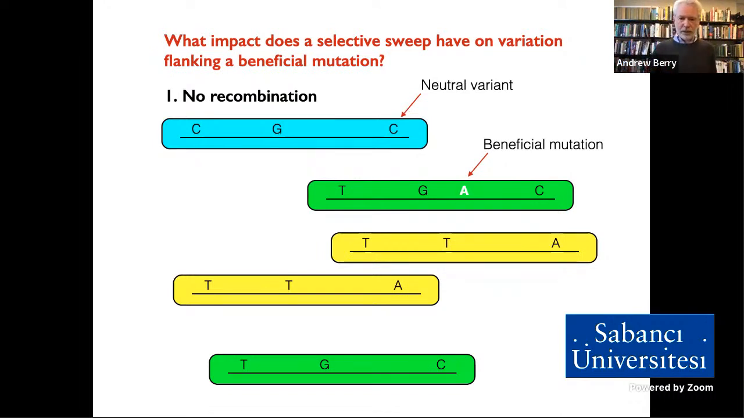So there's no recombination. And now let's say, as you can see, the white A on the green chromosome is a beneficial mutation. So I've color-coded the chromosomes. We've just got a sampling of the variation. So we've got a green, yellow, and a turquoise chromosome. So what's going to happen? Well, natural selection is going to favor the white A. Okay, so that's going to increase in frequency.